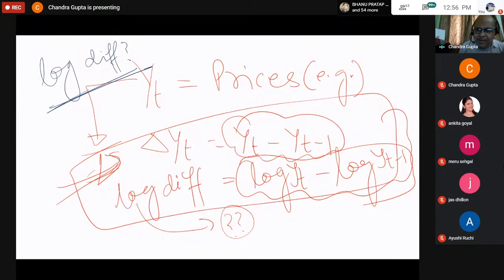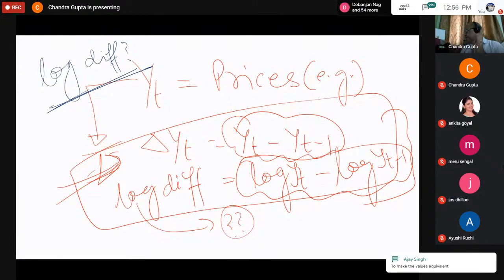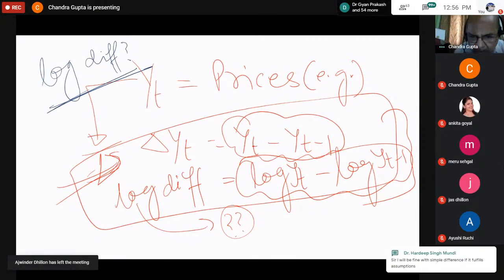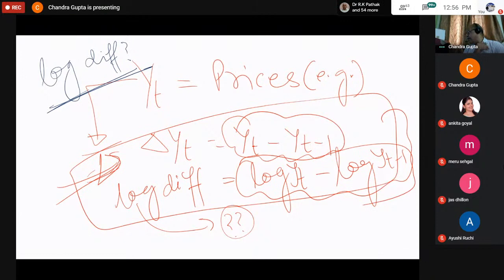No, Barshab, I'm not standardizing the values. It's not a standardization process. So I'm sorry. No. Ajay Singh is saying to make the things simple. No, that's not the reason. Hardeep is saying that I will be happy with the simple difference if it satisfies assumptions. I do not know which assumptions he was referring to. Okay.